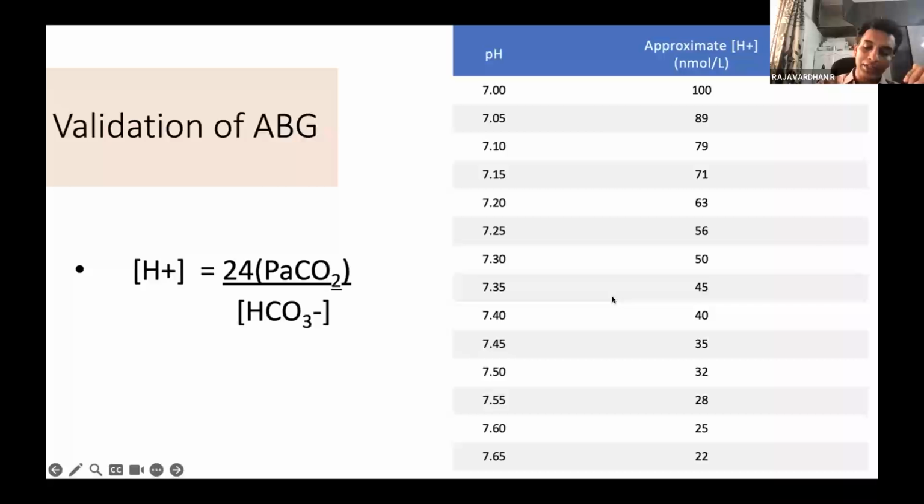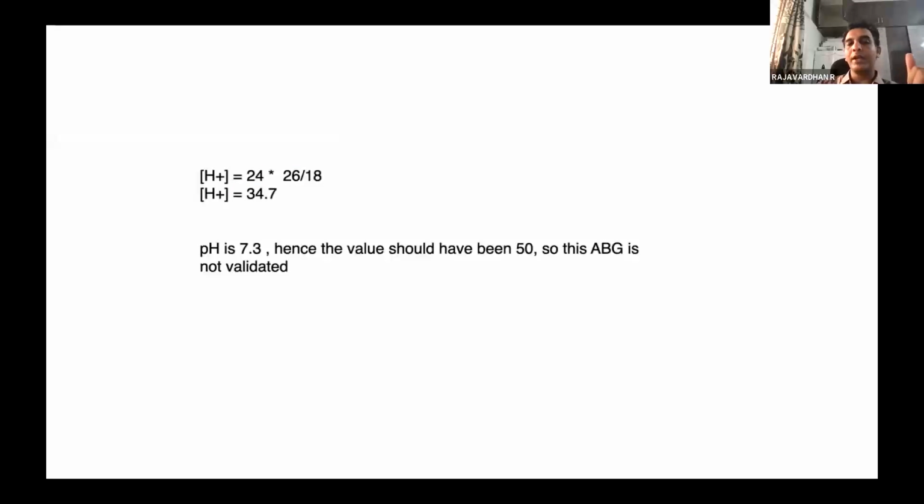When you're doing a validation, by using this formula, you can validate. In this case, for pH 7.3, the value should have been 50. Here, we are getting 34.7. So this ABG is not validated. Whenever an examiner asks how do you approach this ABG, the first thing you should do is validate the ABG. If they say no need of validation, you can go to the next step.